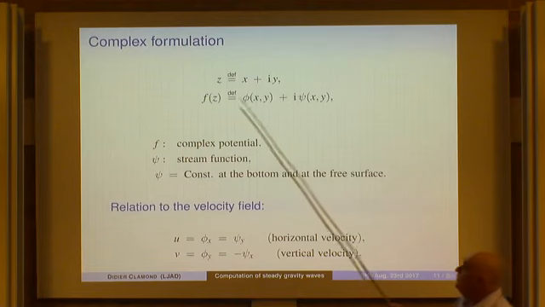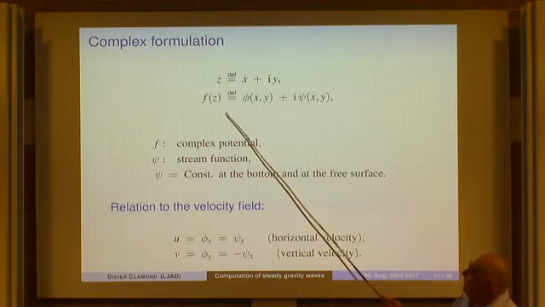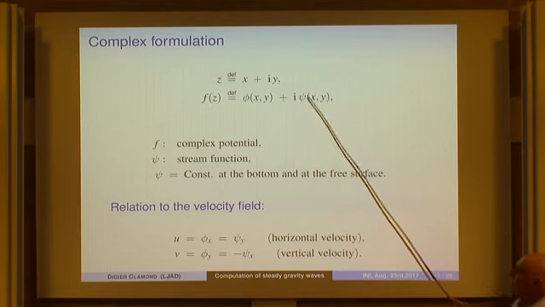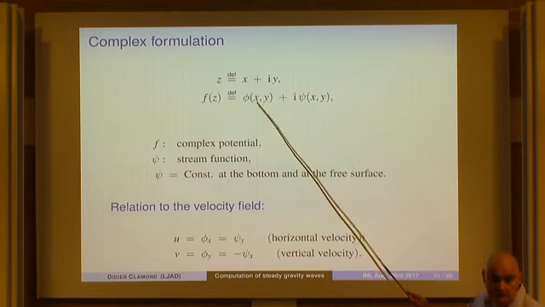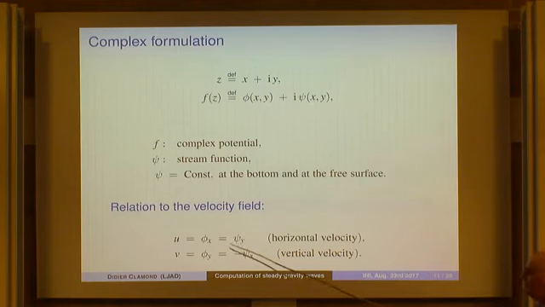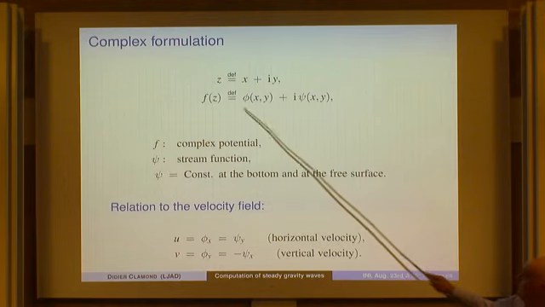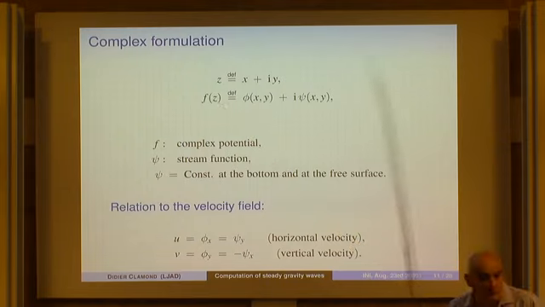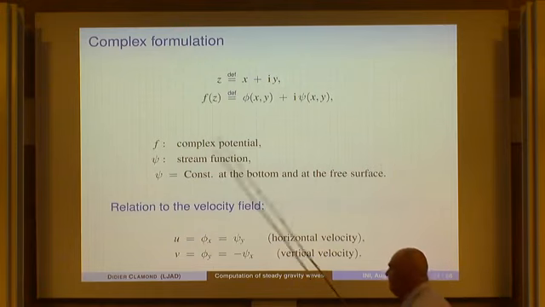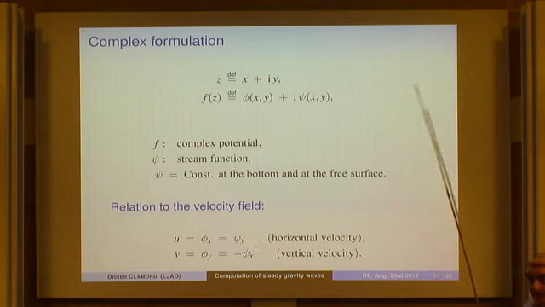So if you introduce a complex abscissa and a complex potential, where you introduce psi, called the stream function, which is the harmonic conjugate of phi. This velocity potential and stream function are related by the Cauchy-Riemann relation and the velocity field here. And this Cauchy-Riemann condition implies that f is a holomorphic function of z. Since the flow is steady, the free surface is a streamline. The function psi is constant at the free surface, and it's also constant at the bottom.